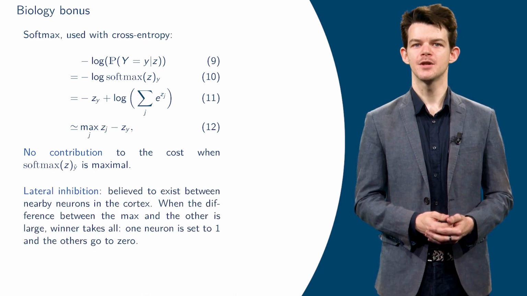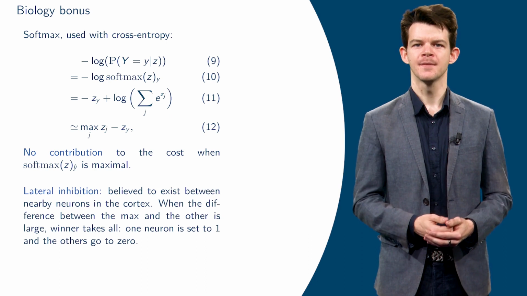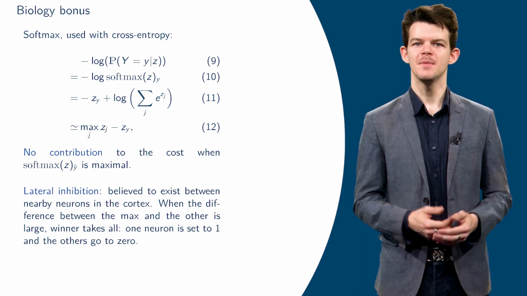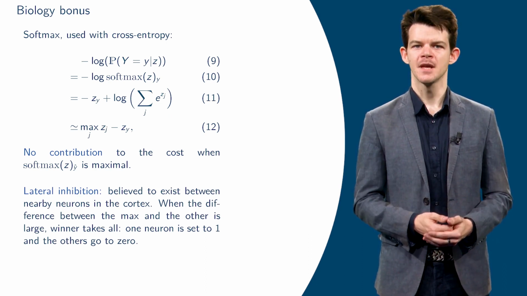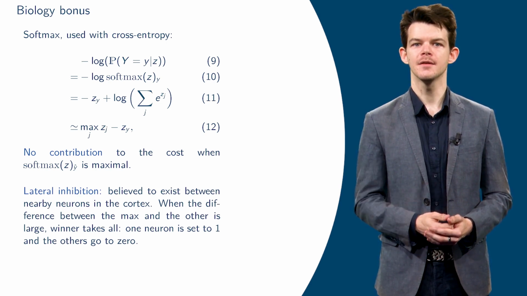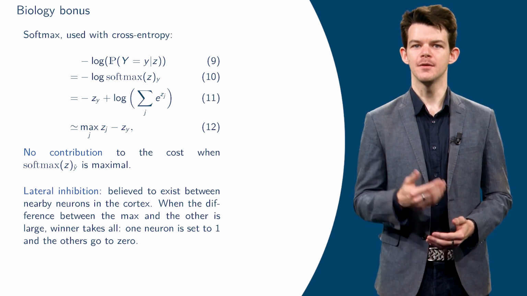Lastly, here is a biology analogy about lateral inhibition. Neurons close to each other in the brain may be competing against each other. If the difference in the input signal is too strong between one neuron and the other ones, the first one may activate while the others do not.